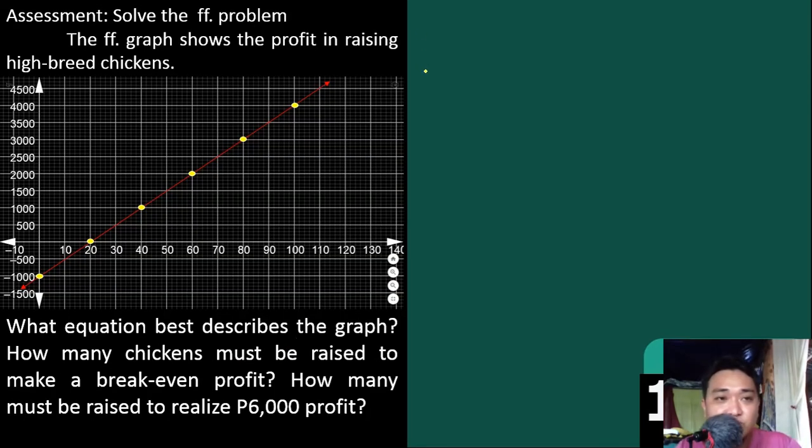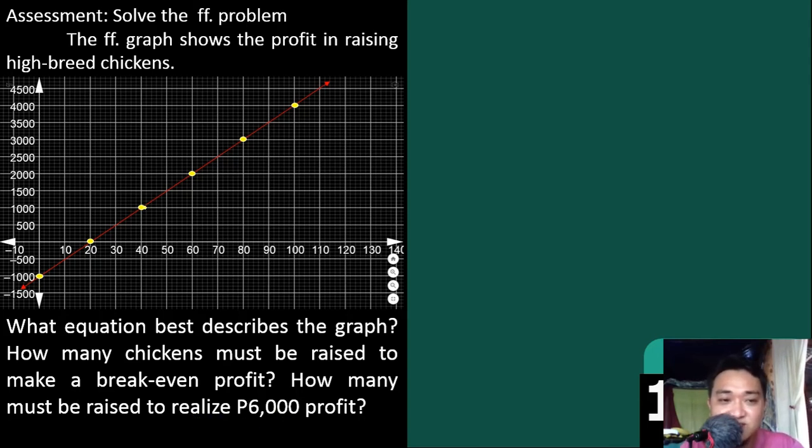Our home quiz number 2 will be the following graph shows the profit in raising hybrid chickens. Ito yung pangalawa nating home quiz. Ano po? You don't have to copy the graph. I just want you to provide the solution and as much as possible give the linear equation for this problem. Now, what equation best describes this graph and how many chickens must be raised to make a break-even profit? O, pag sinabing break-even, patas, walang kita. And how many must be raised to realize a 6,000 profit?